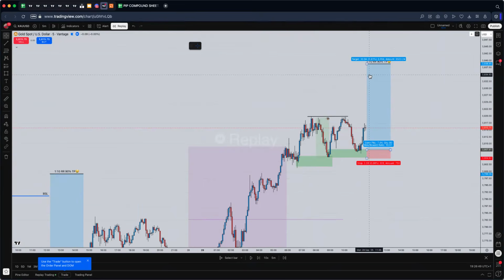And obviously, everything I do is always 10 to 1 if I can help it, and see how far we get before structure does shift. So once we get this entry, again, you can see how it plays out. You already know what happened. So we take out this high.